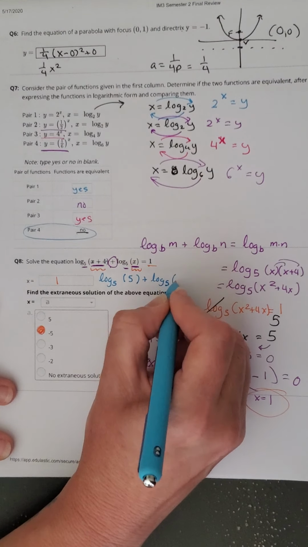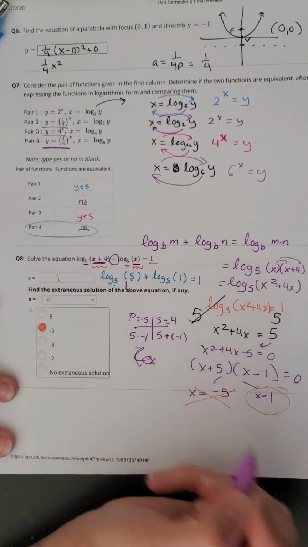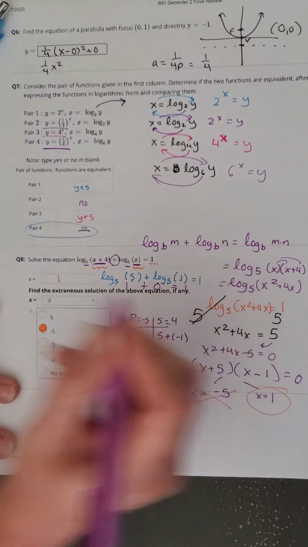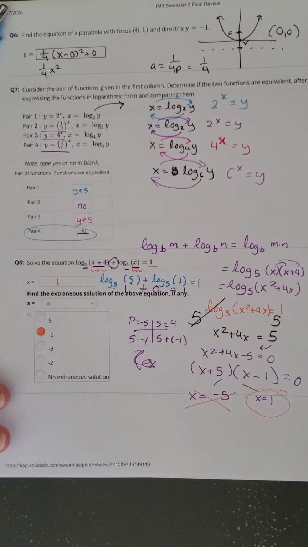When I check this, 5 to what power is 5? That's 1. 5 to what power is 1? 0. And 1 plus 0 is 1.